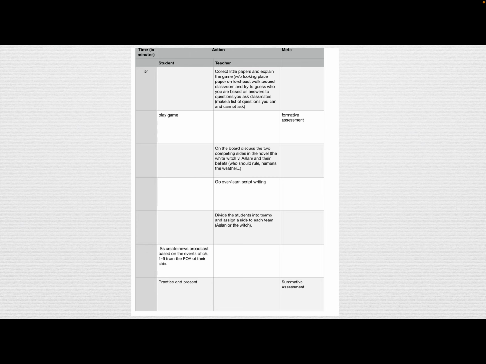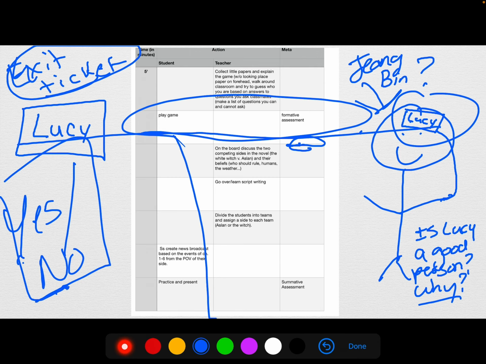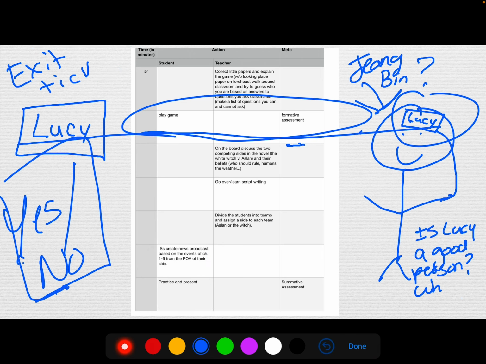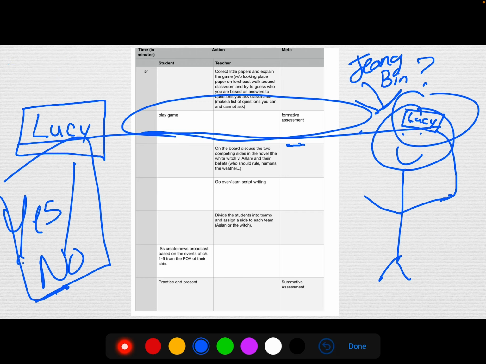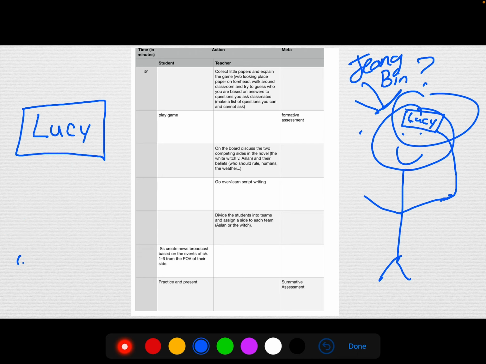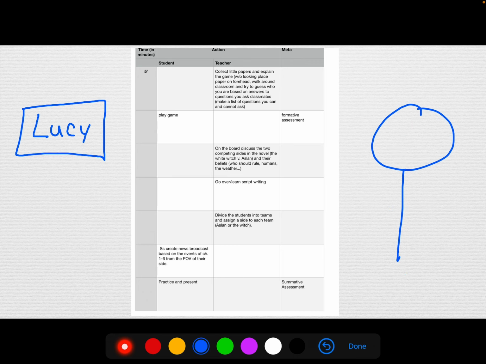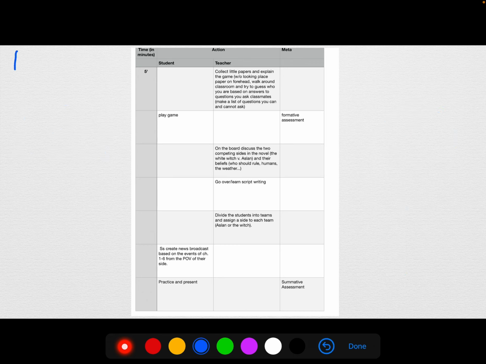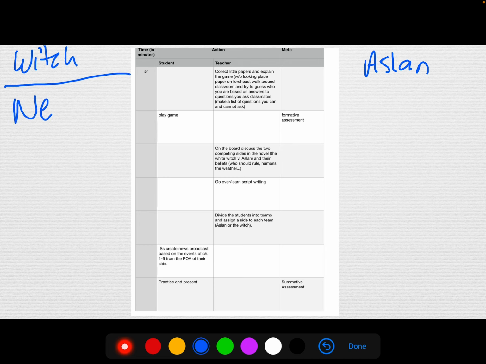Since that's set up in the book, this summative assessment asks students to think about the events of the novel from two different points of view. Whoops, I don't have an erasing feature, so I have to just continue to tell it to go back. Sorry about that. So there are two different points of view. There's the witch who thinks that she is the queen of Narnia, so we have the witch's side, and then we have Aslan's side. The idea of this summative assessment is that the students do a news broadcast from each point of view.